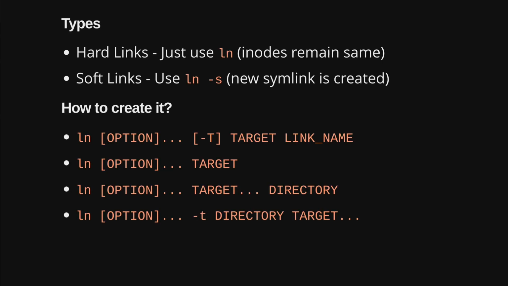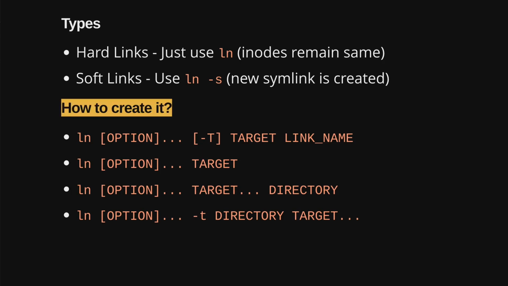to create links. We have seen that there are two kinds of links, hard links and soft links. In the case of a hard link, inodes remain the same because it is pointing to the same file in the disk. But in the case of a soft link, the soft link points to the original file, and the original file then opens the file in the disk. So a new symlink is created, and symlink is basically another name for the soft link.